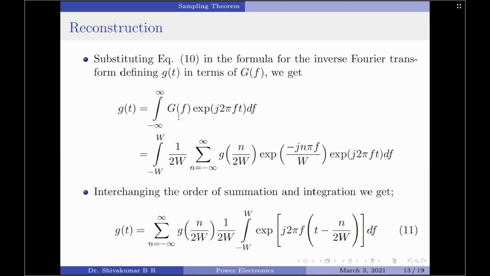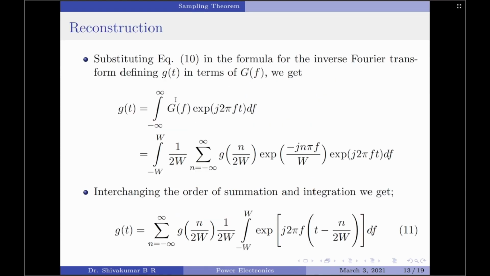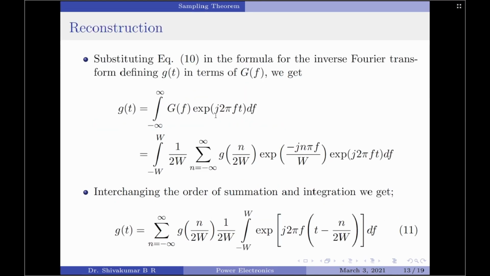Now, let us take G(f) from equation 10 and substitute to create a new equation. We should note that since the limits of this frequency component are between minus w to plus w, the limits of the integration will also change to minus w to plus w. So, the equation becomes g(t) equals integral minus w to plus w 1 by 2w summation n varying from minus infinity to plus infinity g(n by 2w), which is our sample, multiplied by exponential of minus j n pi f divided by w. And please note, this exponential term is taken from equation 10. Then we have the exponential term from the inverse Fourier transform equation retained as it is here.